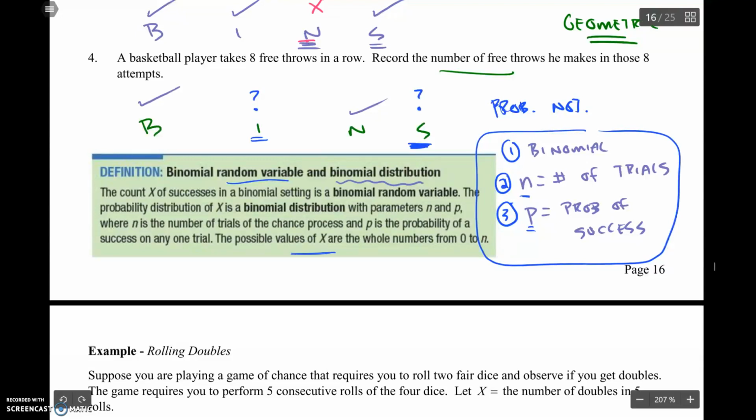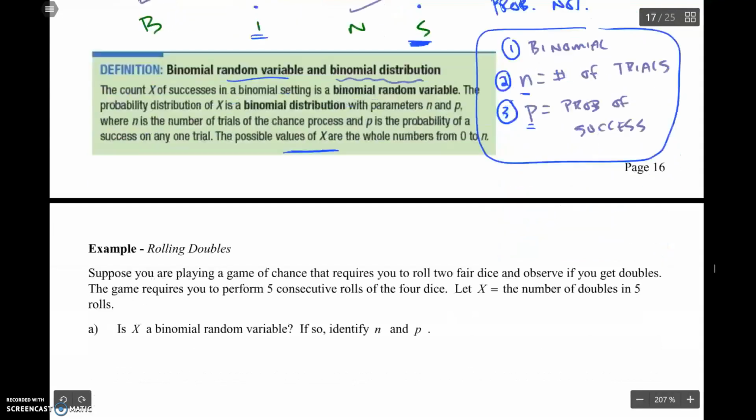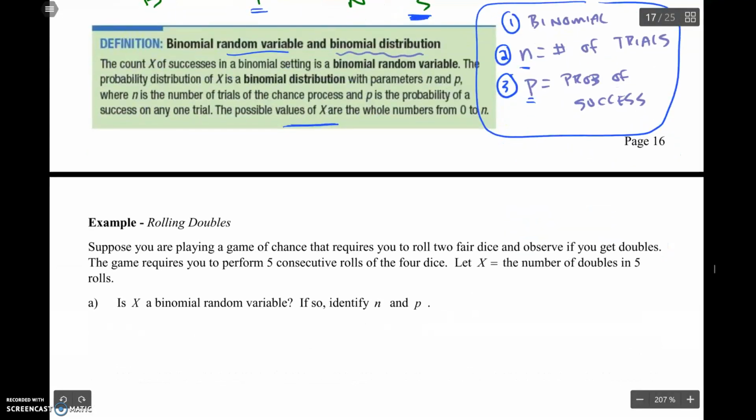The possible values, the sample space for a binomial, are whole numbers from 0 to n. That's just kind of common sense. If you got n trials, how many successes could you get? Well, you could get 0 successes, 1 success, 2 successes, all the way up to n successes.